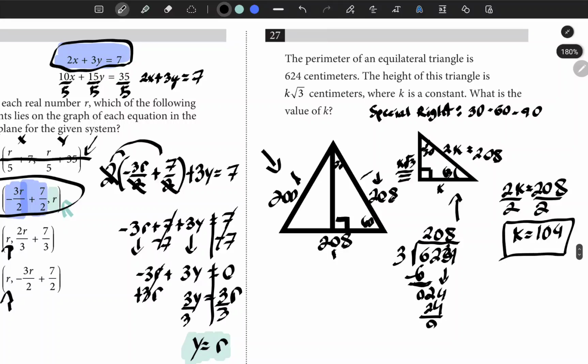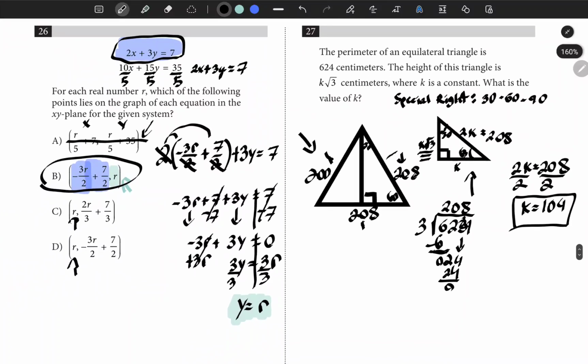But the hard thing about this problem is that you need to understand what a special right triangle is, and especially the 30, 60, 90 triangle. Other than that, that's basically it.